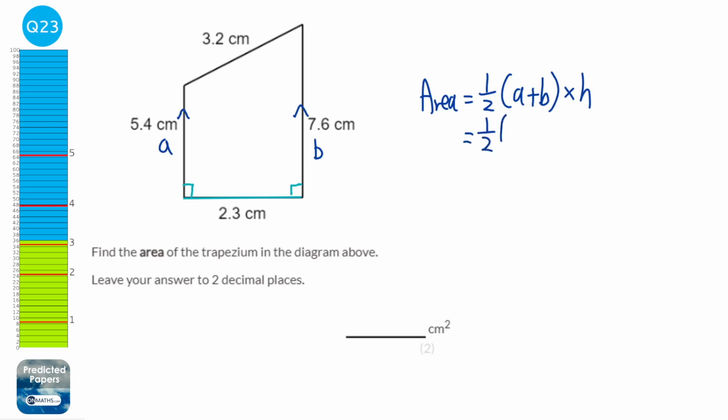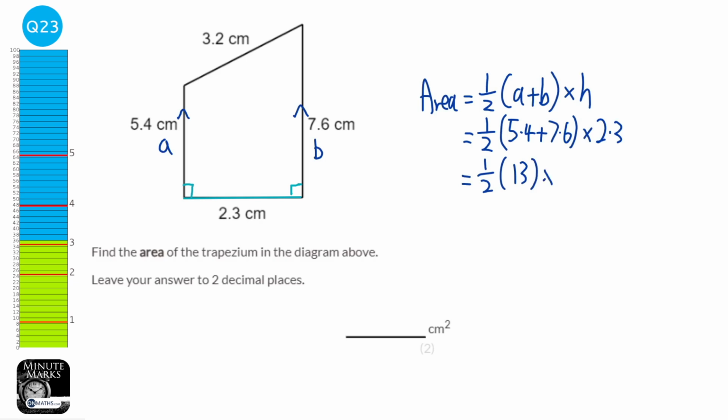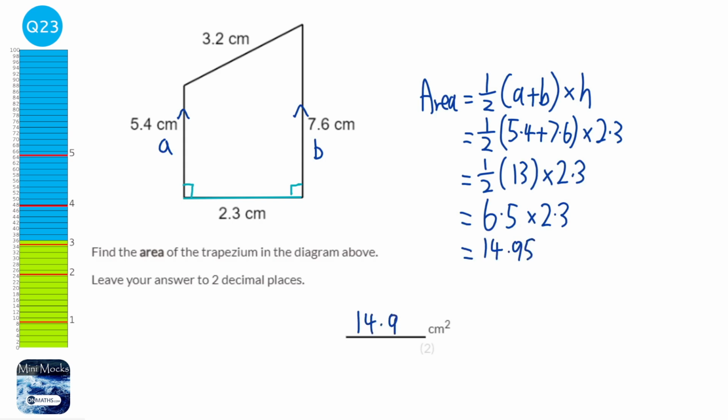So half times 5.4 plus 7.6 times 2.3. So that's going to be half of 13 times 2.3, and that's going to be 6.5 times 2.3, then that would be 14.95. All the units are in centimetres, therefore the unit of the area will be in centimetres squared.